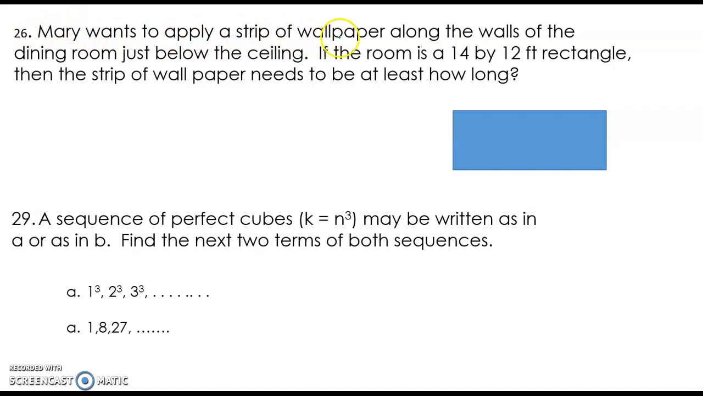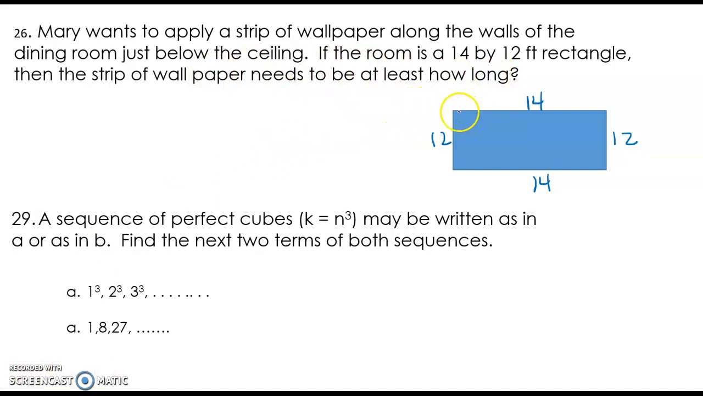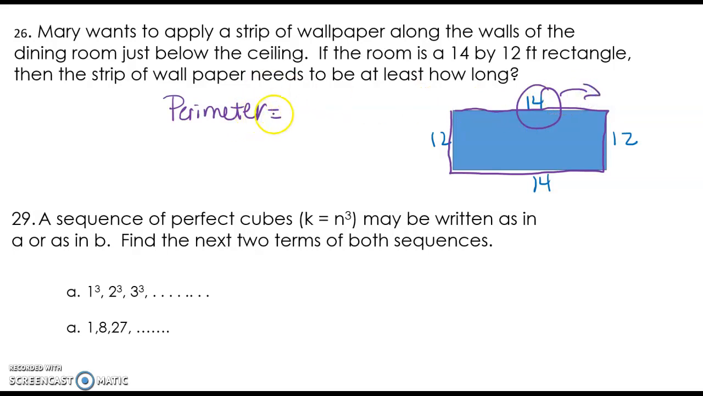26. Mary wants to apply a strip of wallpaper along the walls of the room. If the room is 14 by 12, how long does the strip of the wallpaper need to be? And let me change colors so I can kind of show you what that means. That means that the wallpaper is going to go around the outside of the room like this. So we need the perimeter, which means we start someplace and we add everything all the way around.